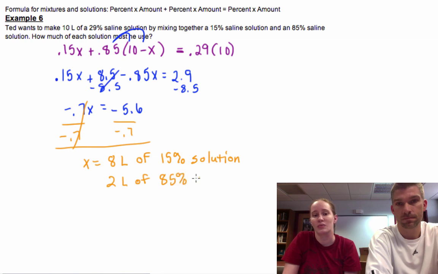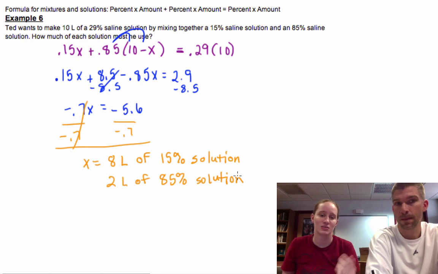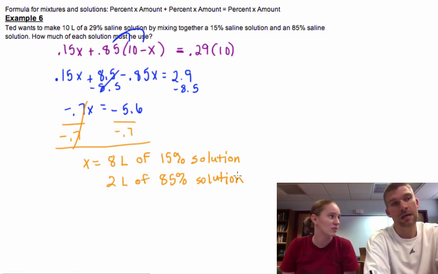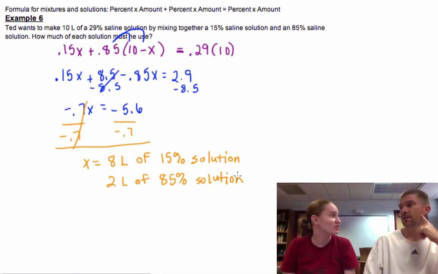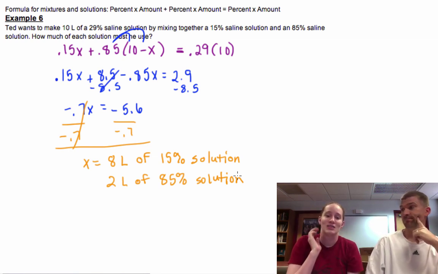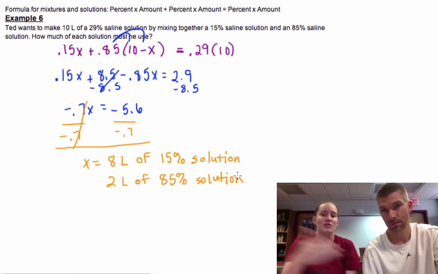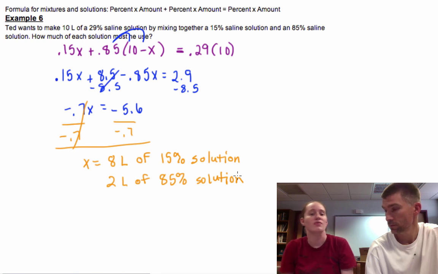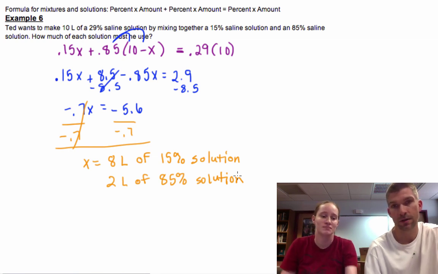This is the way we would want you to write that out, to actually specify. It's not super helpful for you to say, oh, I got 8. It's better if you tell us 8 of what. And then what is the other thing? 2 of that. We need all the info.